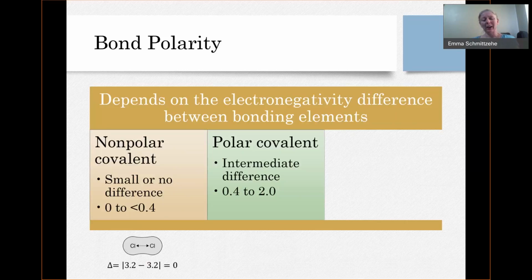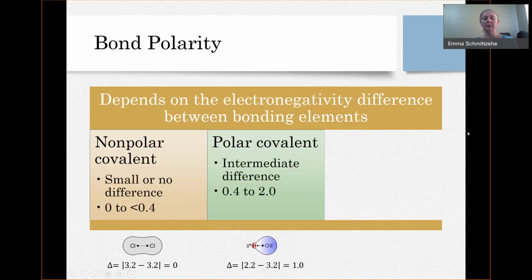Now, you can also have polar covalent bonds, and polar covalent is going to be some sort of intermediate difference in electronegativity. And usually we define that as something from 0.4 to 2. Okay, so if the difference is somewhere in that range of 0.4 to 2, then we'd consider it a polar covalent bond. So they are sharing electrons, that's why it's a covalent bond, but it's polar, indicating that it's not equal, and so it's heavier on one side than the other, or it's more positive on one side and more negative on the other. Okay, so there's this unequal sharing in a polar covalent bond.